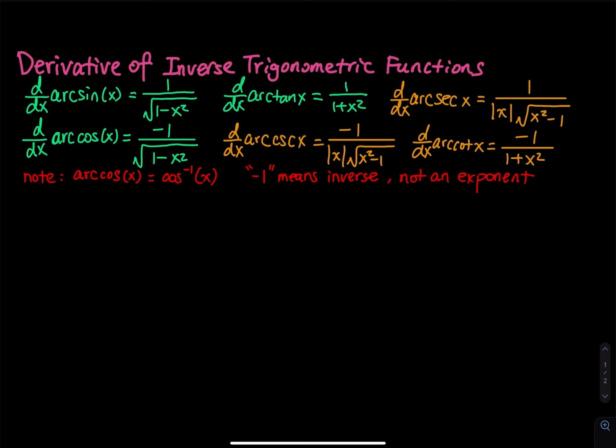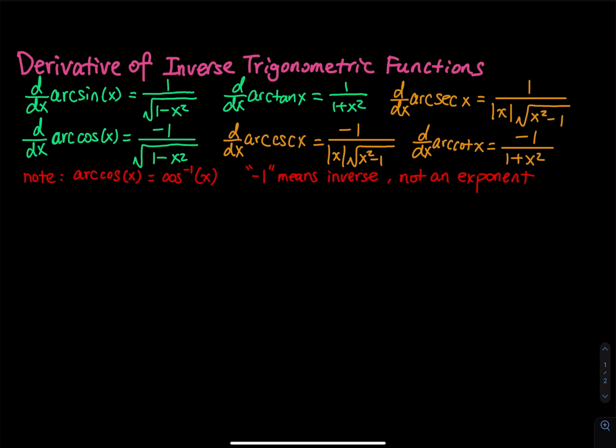Derivative of inverse trigonometric function. The inverse trigonometric function, we call this arcsine. So for trigonometric functions, we have sine, cosine, tangent, cosecant, secant, and cotangent. For the inverse trigonometric functions, we have to add the word arc in front of the trig function.